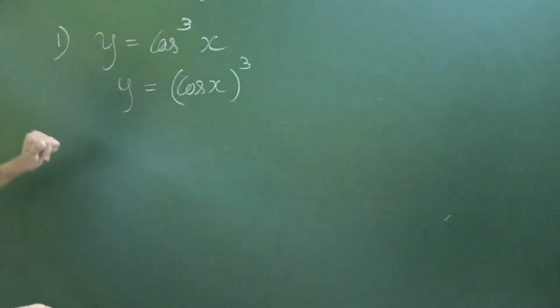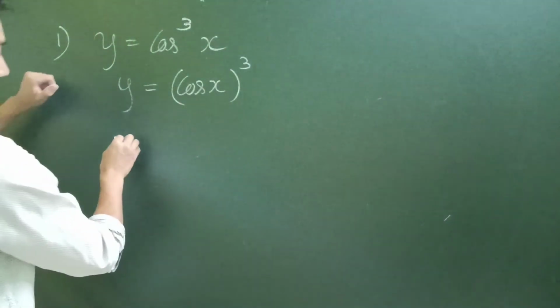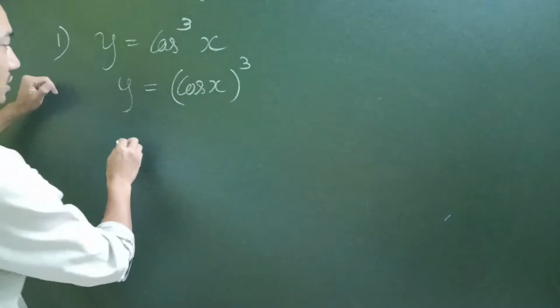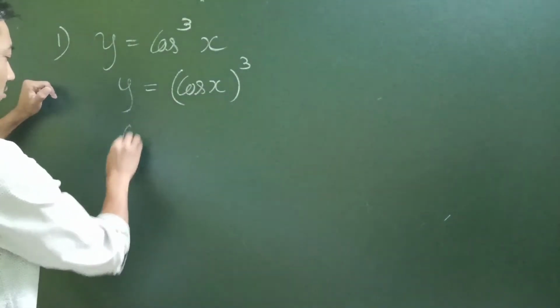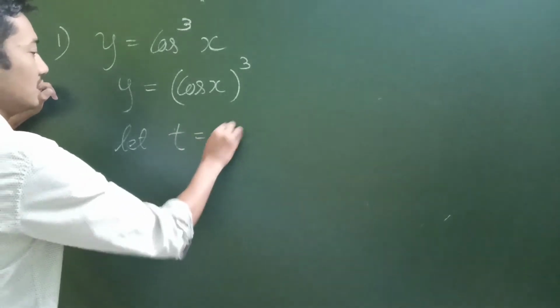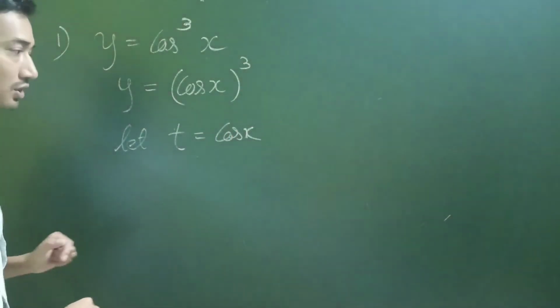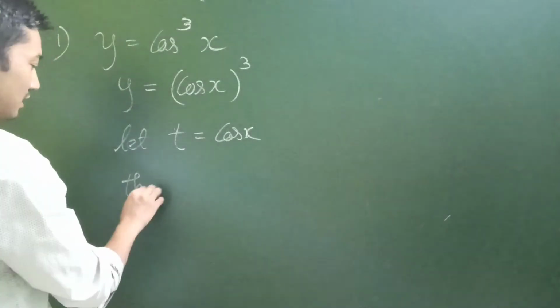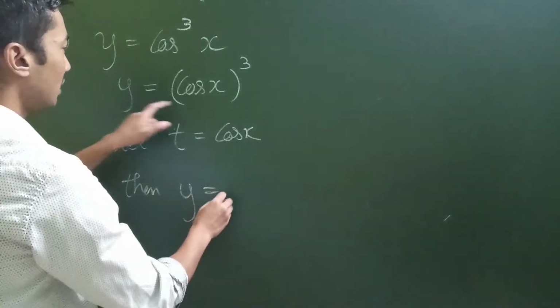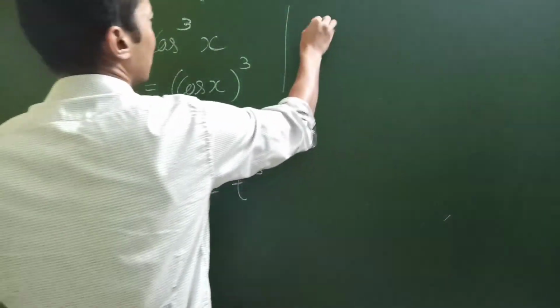So now, you have identified your functions, no? I have. Okay, so let's see whether you and I match with the functions. So one function is cos x. So let the function t be cos x. In that case, what will be my function y? Y will be t cube. And let's say we are supposed to find out dy by dx.